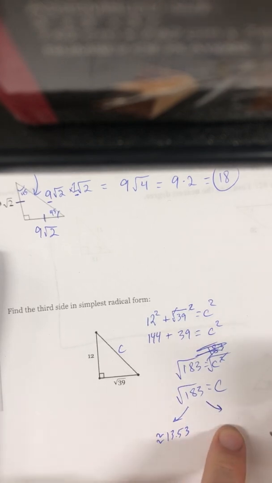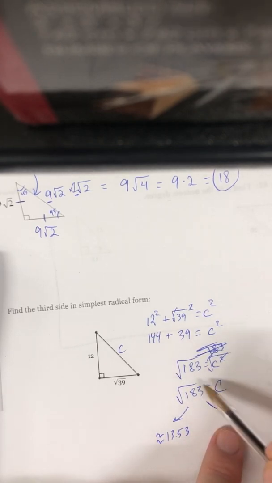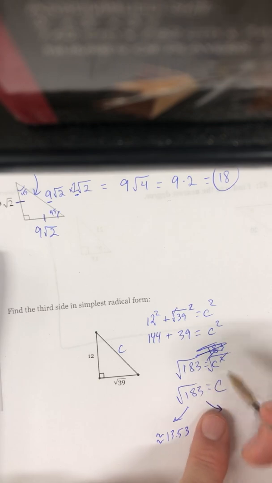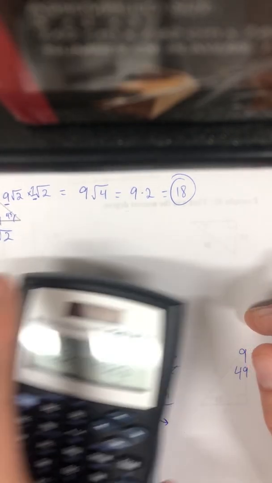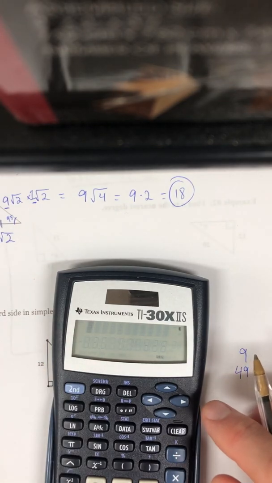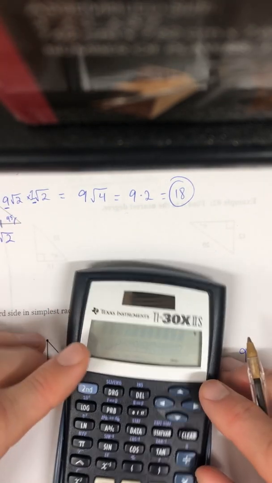I wanna check to see if I can simplify this. So I'm just gonna think about perfect squares that could be in it. 9 could be in it, 49 could be in it. Let's see, it's odd, so I don't think that it would be anything even.